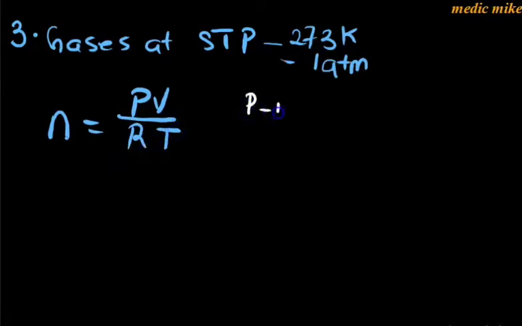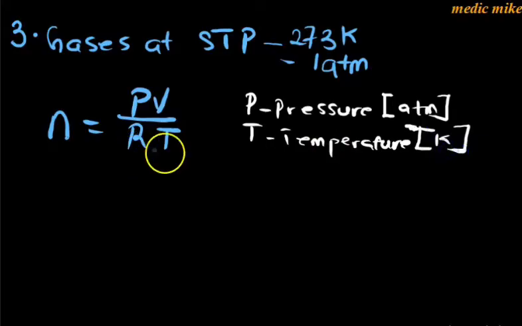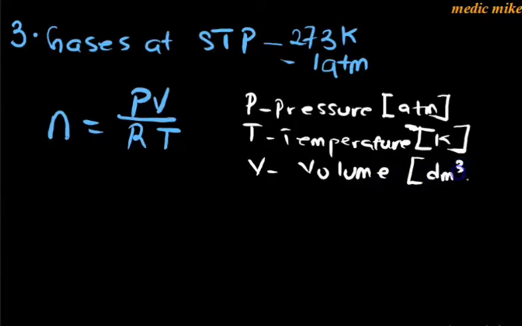where P is the pressure at STP, which is in atm, and T is temperature, always in Kelvin, always in K, and V is volume, which should be in dm cube or liters. Dm cube or liters, the equivalent units.